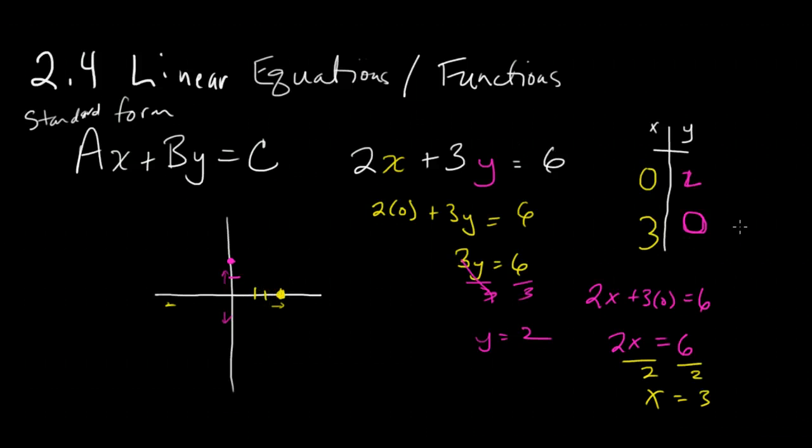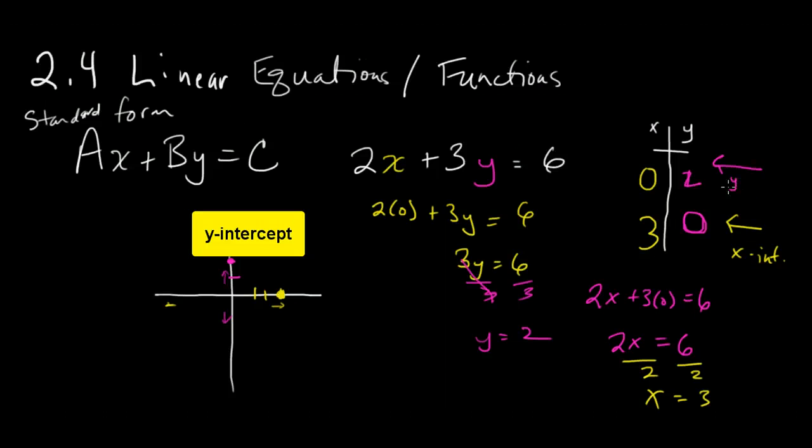We can call this the x-intercept, whereas we'll call this one the y-intercept. And that's a very important distinction. But for now, just know that when y is 0, you're at the x-intercept. When x is 0, you're at the y-intercept. And so now I have 2 points to be able to connect my line.